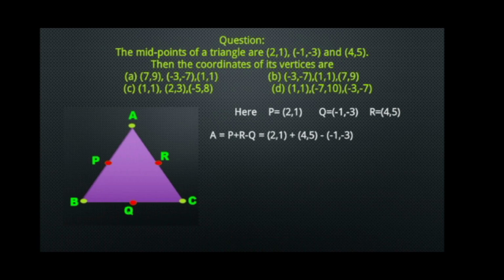Now A equals P plus R minus Q, which equals (2, 1) plus (4, 5) minus (-1, -3). We will get (2 plus 4 plus 1, 1 plus 5 plus 3), which is (7, 9).